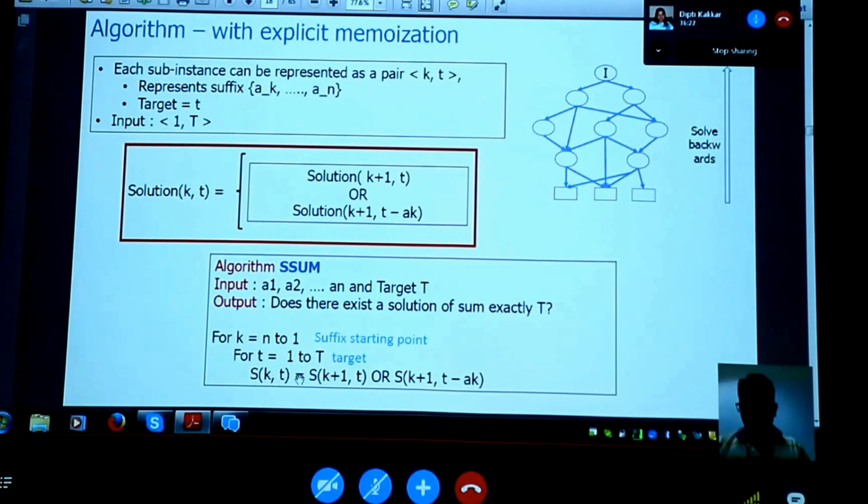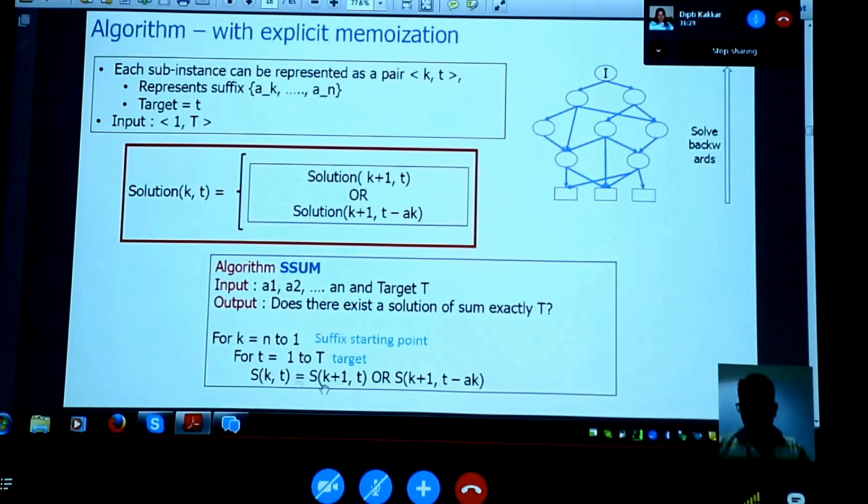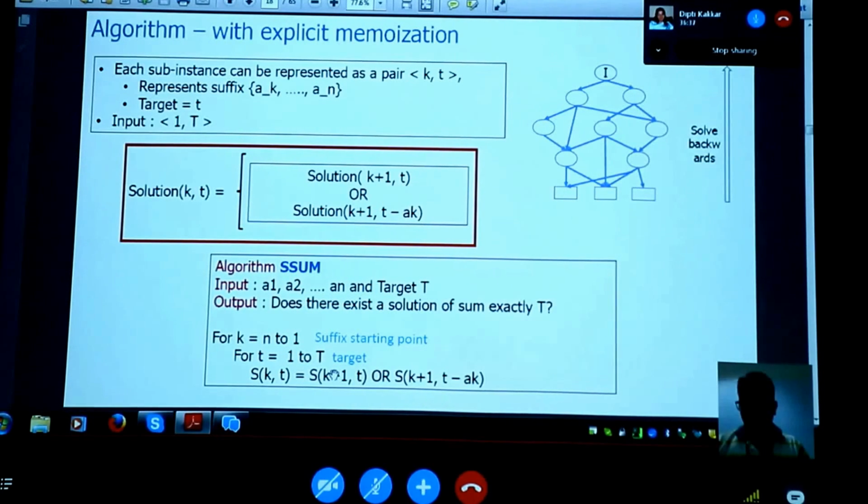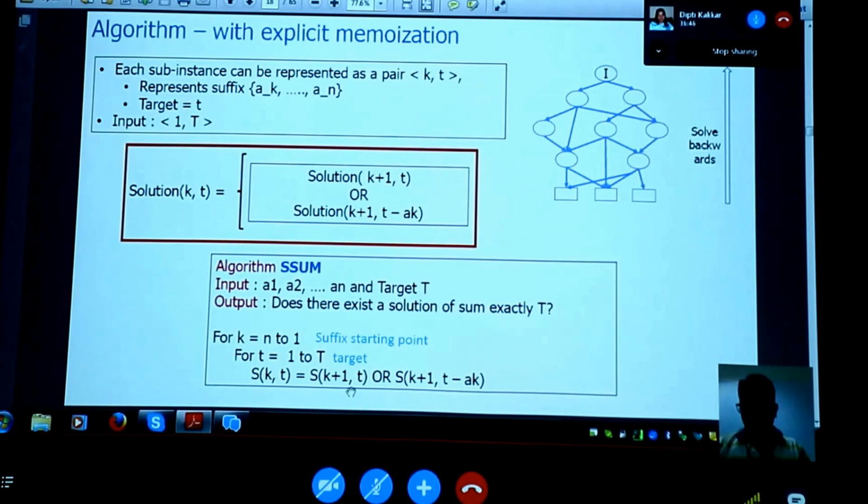And now write your recurrence relation, right? S(k, t) is S(k+1, t). That is the next starting point, right? S1 will become S2. You go into the suffix. S(k+1, t) is the branch of not picking the kth element. This is the branch of picking the kth element, S(k+1, t minus ak), right? So now you can actually store these things in an array, and that will give you a program. You can store the answer to S(k+1, t) and all in an array, so you can explicitly write the program like this.